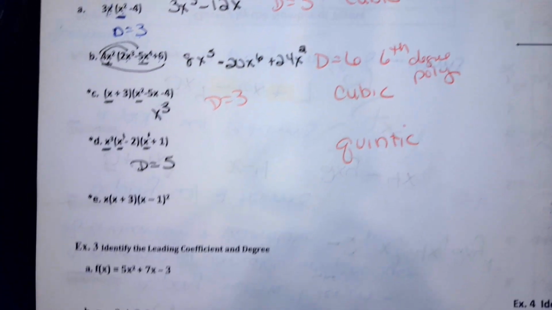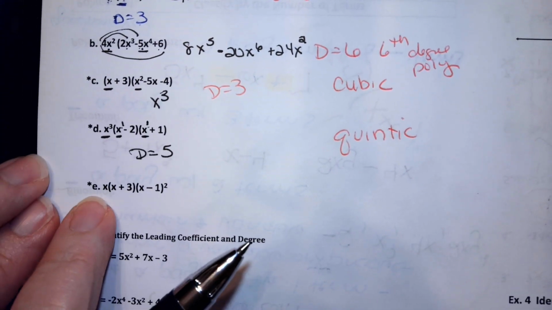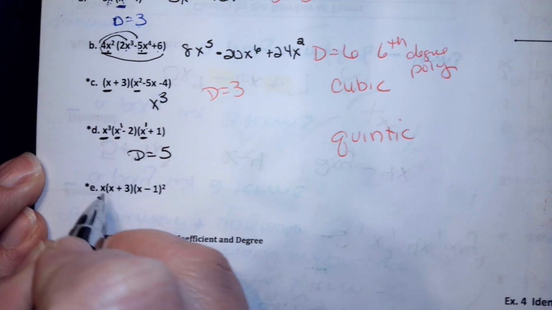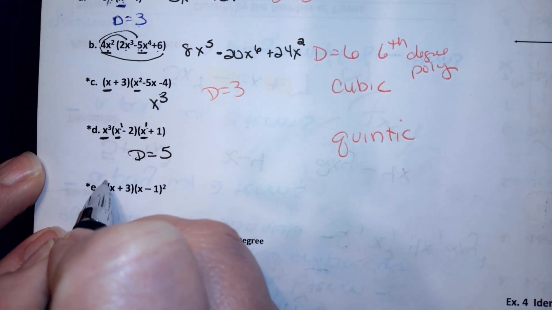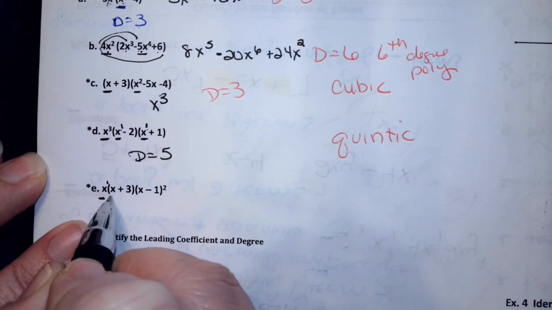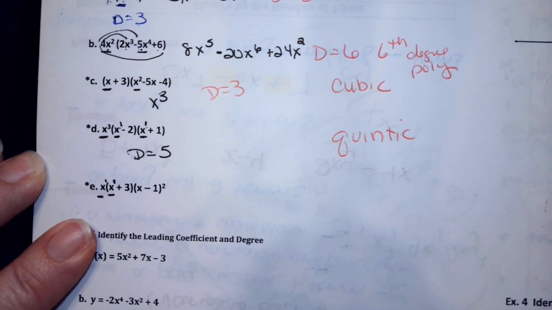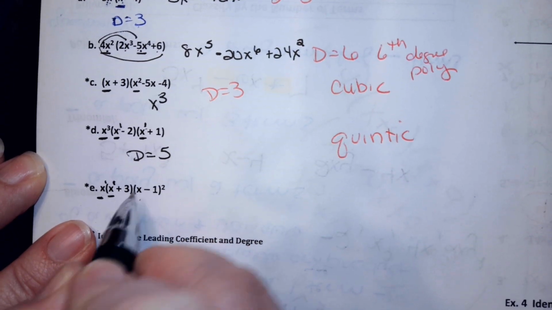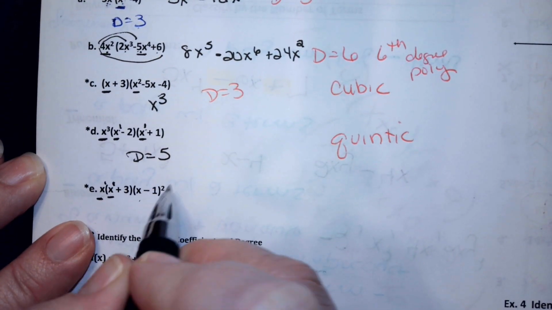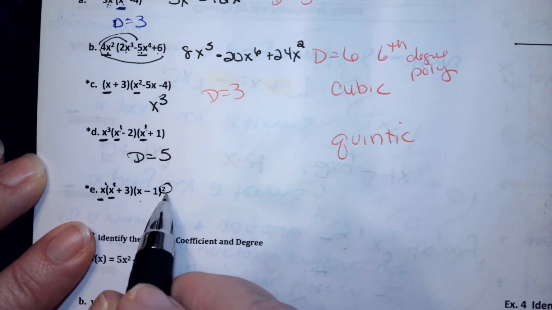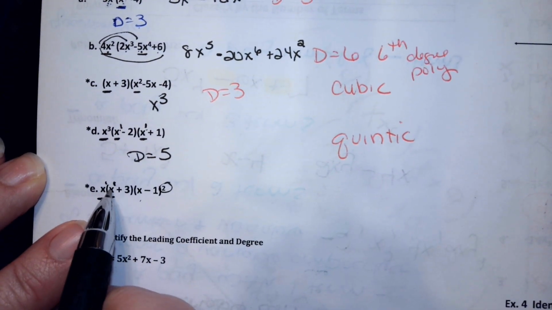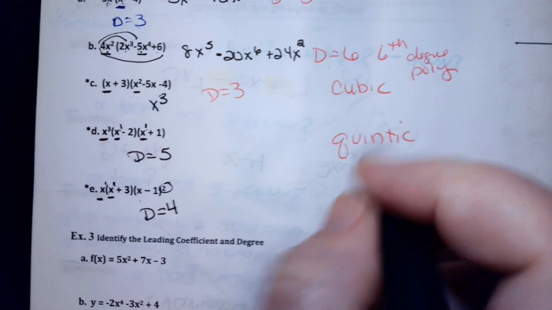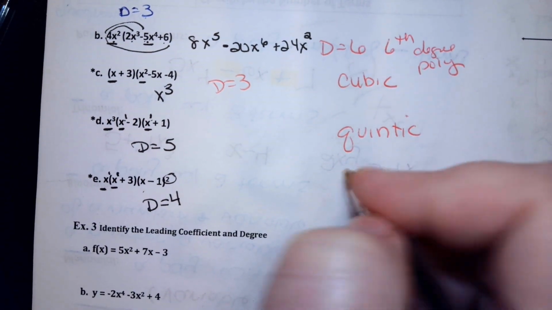All right, and then for E. All right, so again, here's a term, here's a term, here's a term. All right here, that term has an exponent of a 1. This term, the biggest exponent, is also a 1. This term, notice, is x minus 1 squared. So when you squared it, you would end up with an x squared right here. So that is the biggest exponent right there. So we got 1 plus 1 plus 2. So that would give us a degree of 4. With a degree of 4, that would be a quartic.